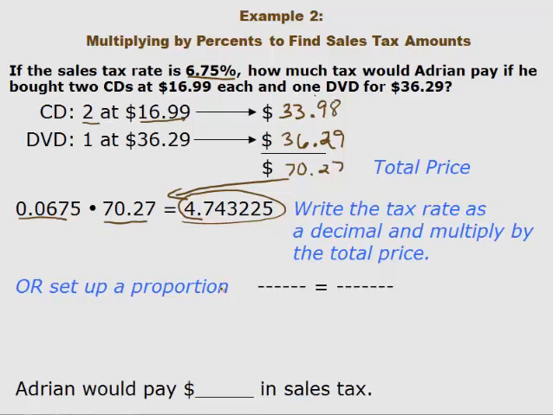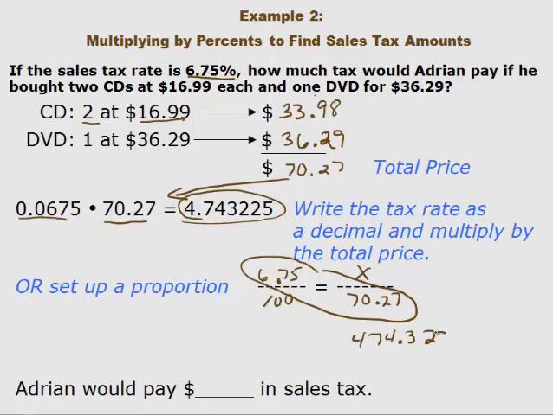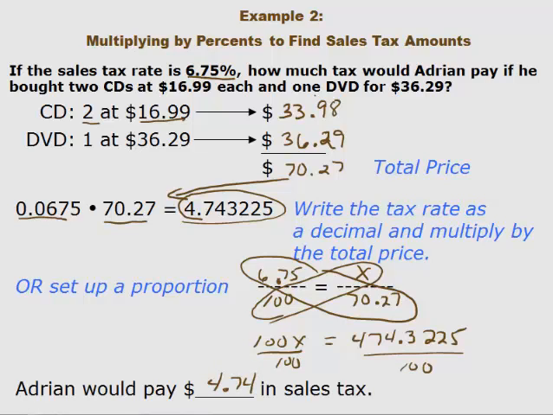Now that method works, but it's not my favorite way of doing things. I prefer to set up a proportion and put our sales tax over 100, our entire amount here, $70.27, and an X here. We're going to multiply on the diagonal, which gives 474.3225. This is the cross product on this side, which is 100x. Divide both sides by 100, and you will still find that they're going to pay $4.74 in sales tax. Two methods, same answer.